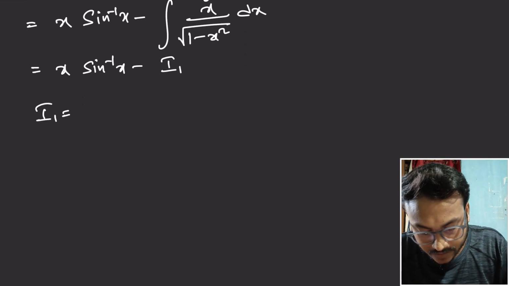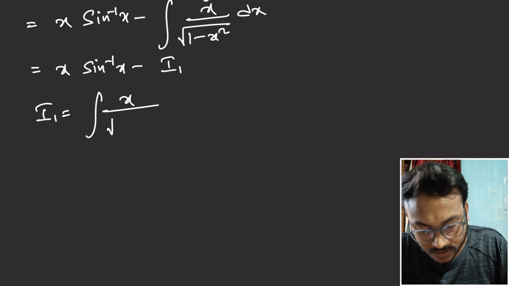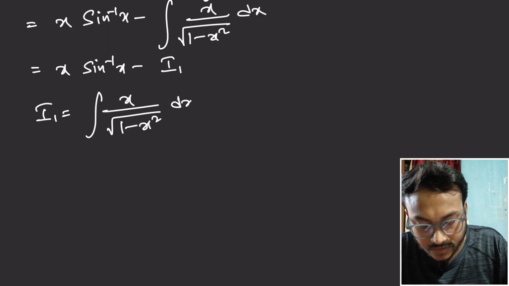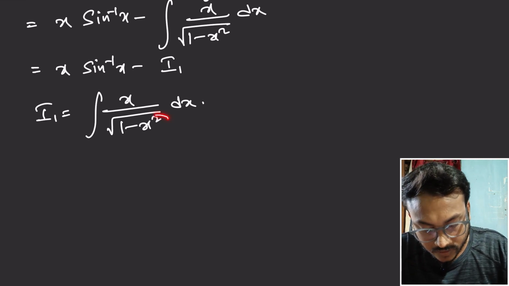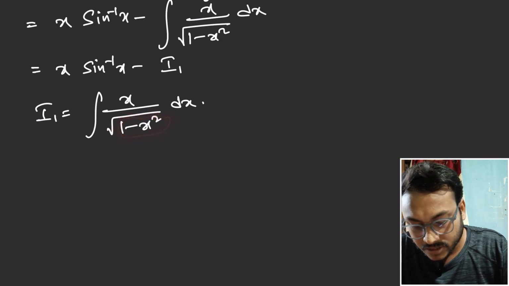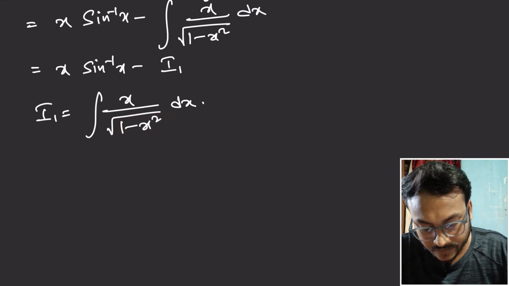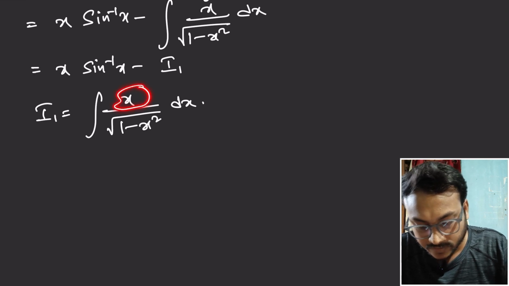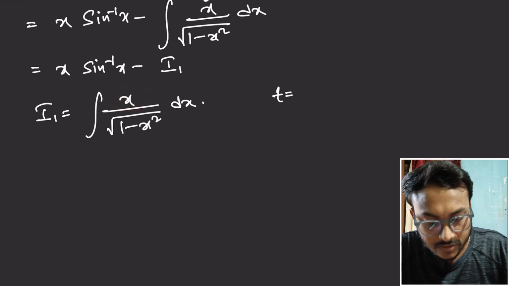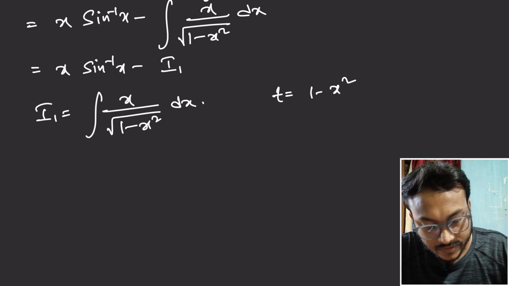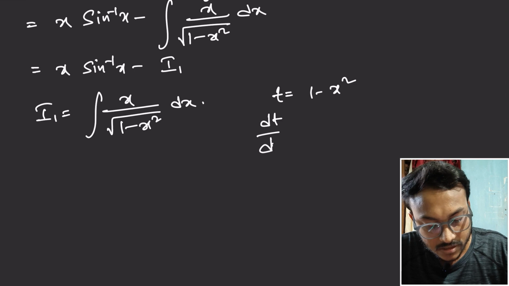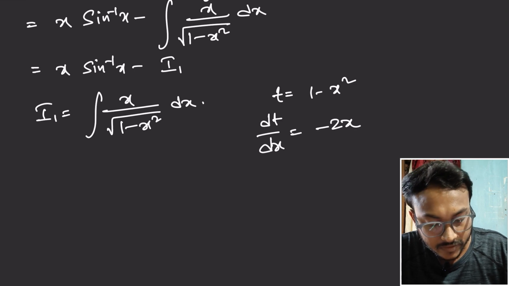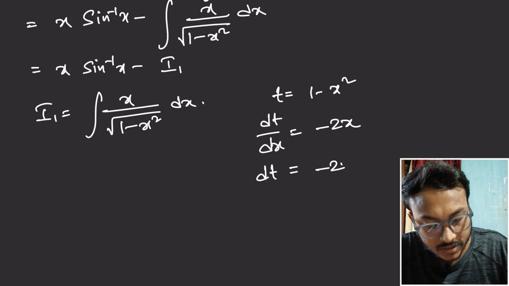So I1 क्या है? I1 is integration of x divided by under root 1 minus x square. Okay, तो इसको सॉल्व करने के लिए हम लोग मेथड ऑफ सब्स्टिट्यूशन यूज करेंगे, जिसमें हम लोग ये जो रूट ऑफ 1 माइनस एक्स स्क्वायर है इसको हम लोग t पकड़ेंगे. क्यों? क्योंकि इसका डेरिवेटिव माइनस 2x होगा and we have already here x. That is why we will take t equal to 1 minus x square. So when we differentiate this with respect to x, we will get minus 2x. So we can rewrite this as dt equal to minus 2x dx.